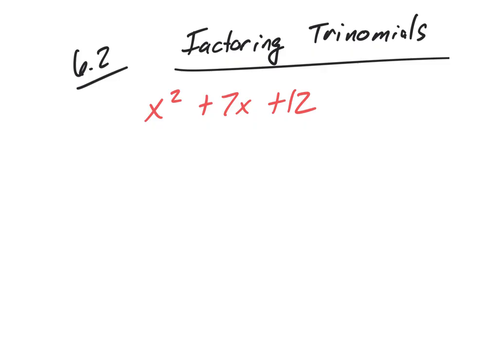And you might have heard this called different things in the past. I call it the product and sum method, because we're looking for 2 things that give me a product of 12 and a sum of 7.